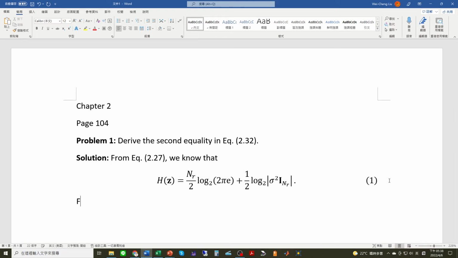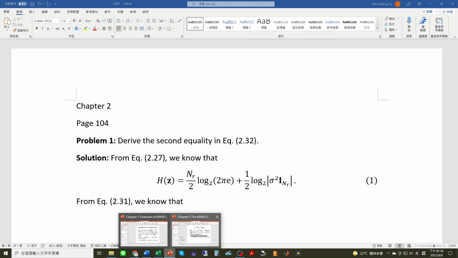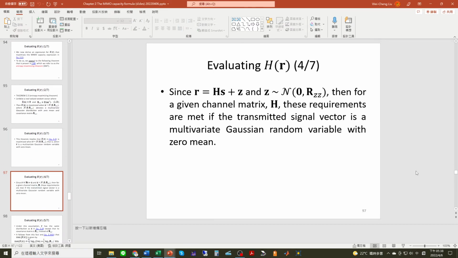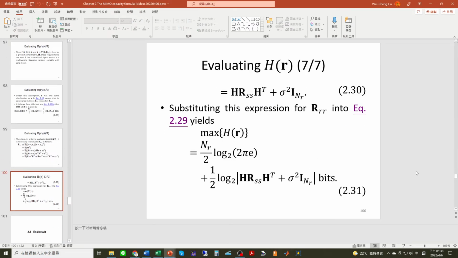Okay, next, from equation 2.31, we know that. Okay, let us go to equation 2.31. Is this equation.